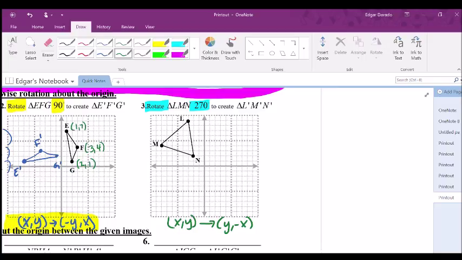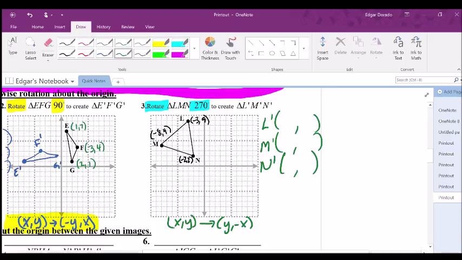Alright guys, let's see if we got this one down. So first off, let's go ahead and put the coordinates. This right here was negative 3, 9. This was negative 2, 2. And this was negative 8, 4. Alright, so let's go ahead and find out where L prime, M prime, and N prime coordinates are.